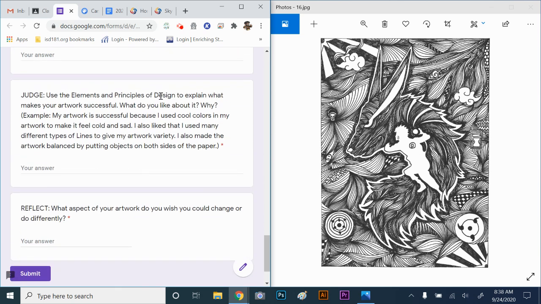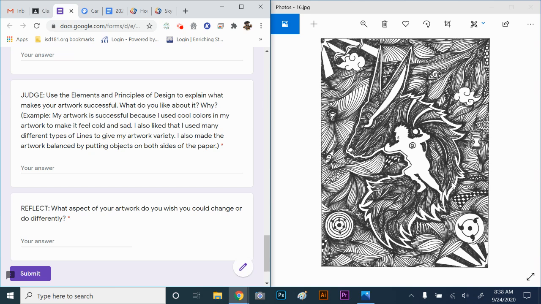Then we have the judge part. On the judge part, this is part 4 of the 4-step model. All I want you to do for this is tell me something that was successful, something you like about the artwork, and I want you to use at least one element and one principle in your answer. So don't just say the artwork is cool, I really like it. What I want you to say is, I really like the way that my lines create a fur texture on my fox here. So I used line and texture.